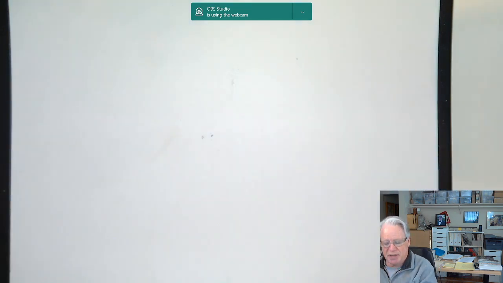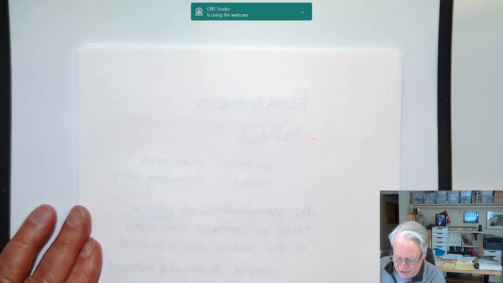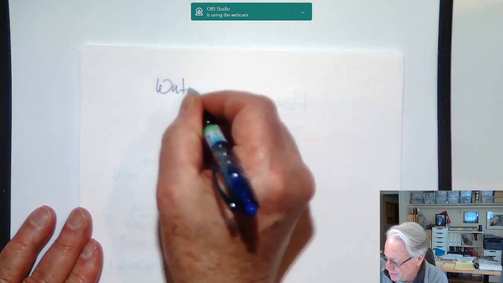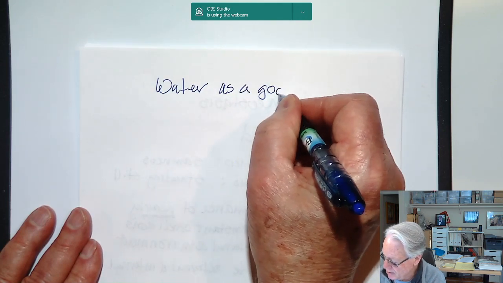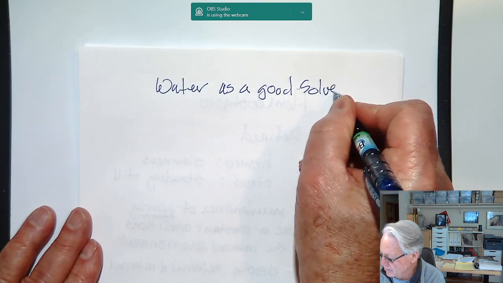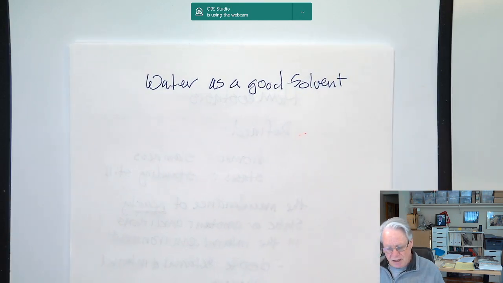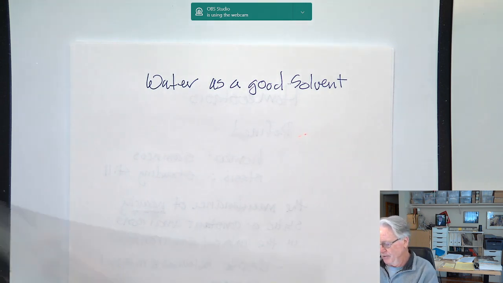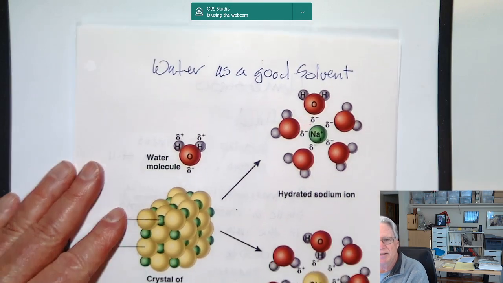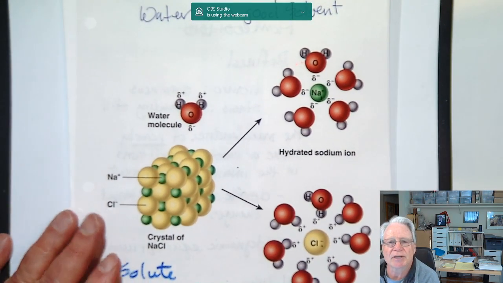And what we're going to do is we're now going to start with water as a good solvent. Okay. So we'll talk about that. What does that mean? Well, we've already explained how water interacts. And if we take now, here we go. See if I can do this right the first time. Oh, yay, I did it. All right, so here we are.